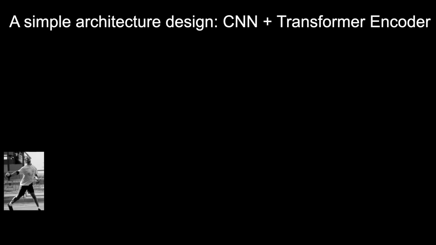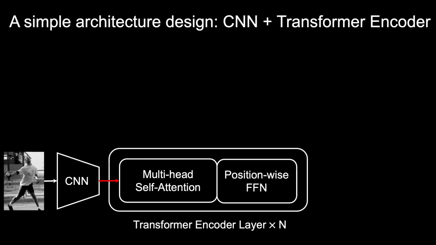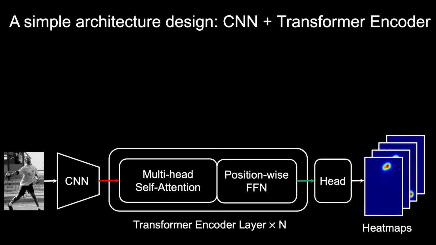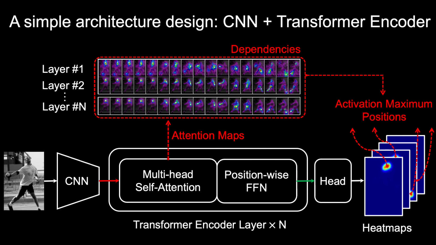Here we present the architecture. It is simple yet effective. The model includes 3 parts: a CNN to extract low-level features, a Transformer encoder to capture the relationships and interactions, and a head containing a 1x1 convolution to predict the heat maps. We take the activation maximum position from the heat maps and the attention maps from the self-attention layers. We can acquire the dependency areas of the predicted keypoint locations by taking out the corresponding rows of the attention matrix.